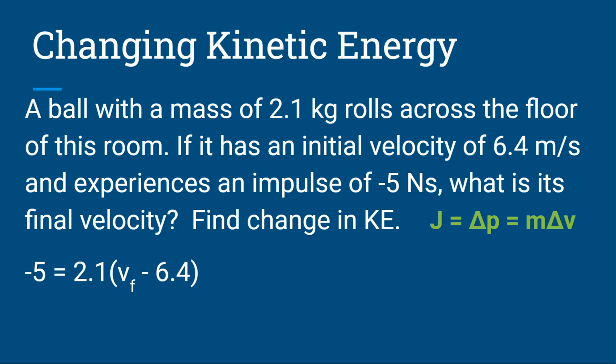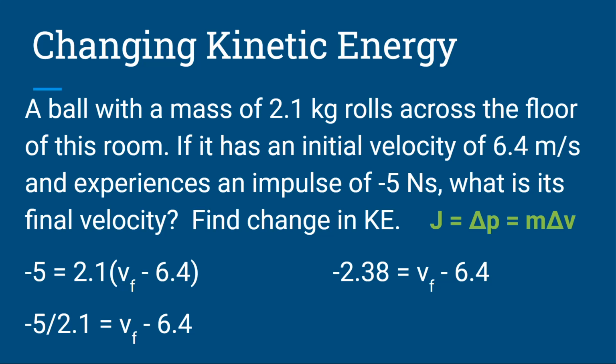Okay, so that'll take us to the second step. But first, let's go ahead and get VF by itself. You could distribute that 2.1, or I could just divide both sides by 2.1. -5 divided by 2.1 would equal VF minus 6.4, and of course -5 divided by 2.1 is -2.38. Now I just need to add 6.4 to both sides.